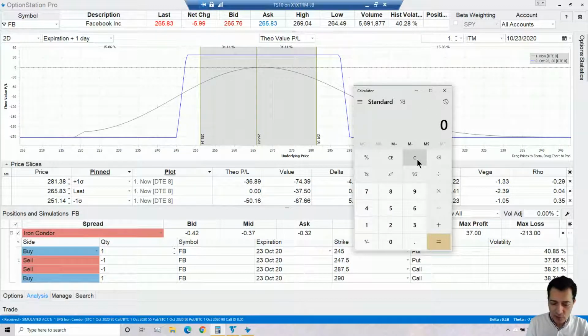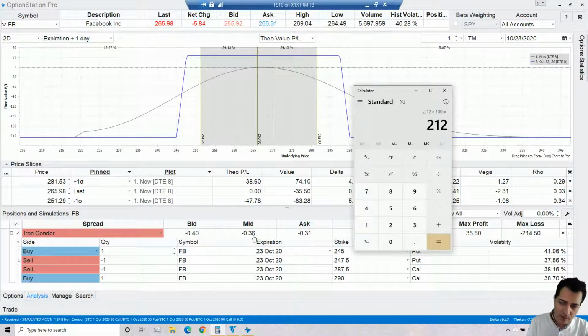Okay, and the risk of the trade, remember, is 2.5. And if you get 38, 2.5 minus 0.38, times 100, basically you have a risk of $212 per contract. So if you do this trade with 1 contract, you're risking 212. If you do it with 2 contracts, you are risking 424, etc. Okay. Notice the premium went down back to 36.